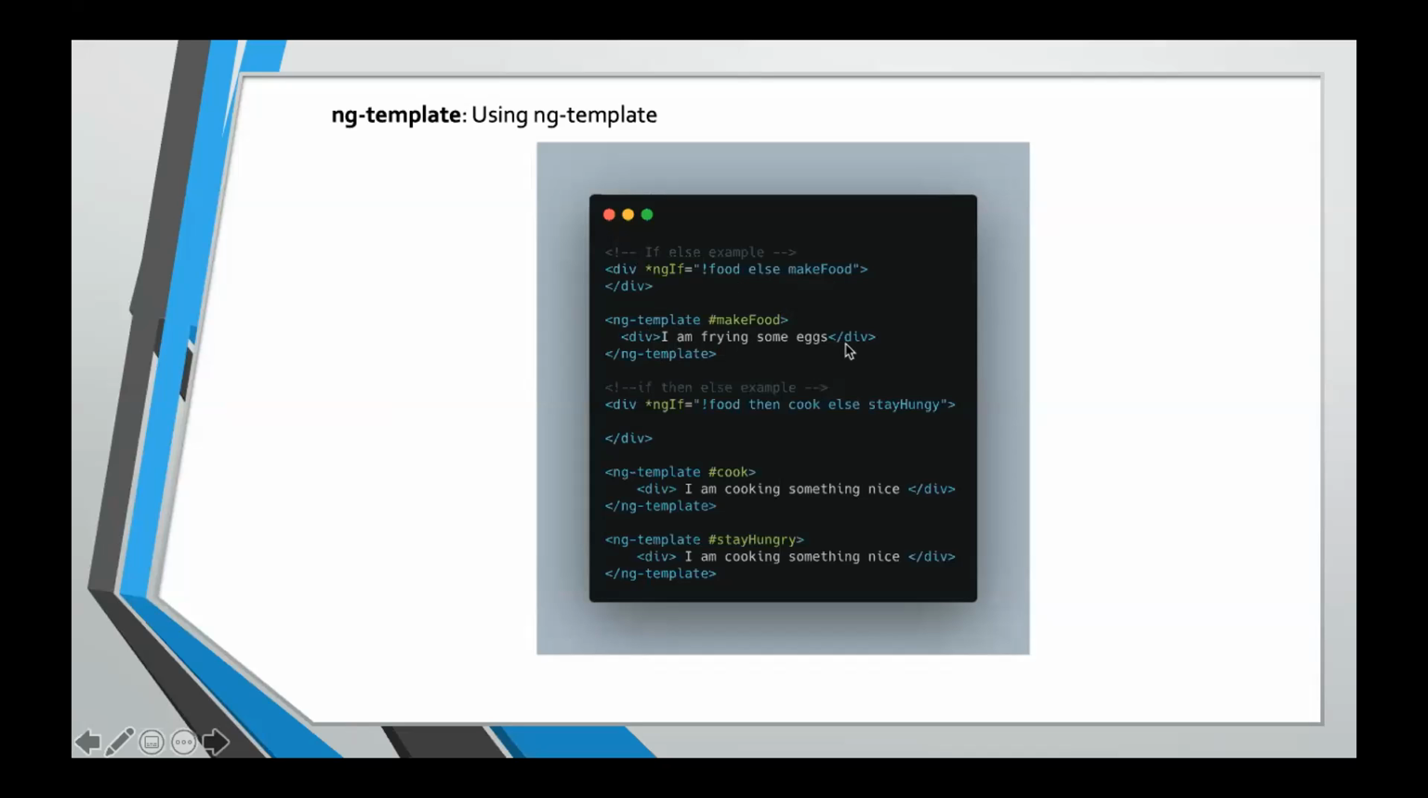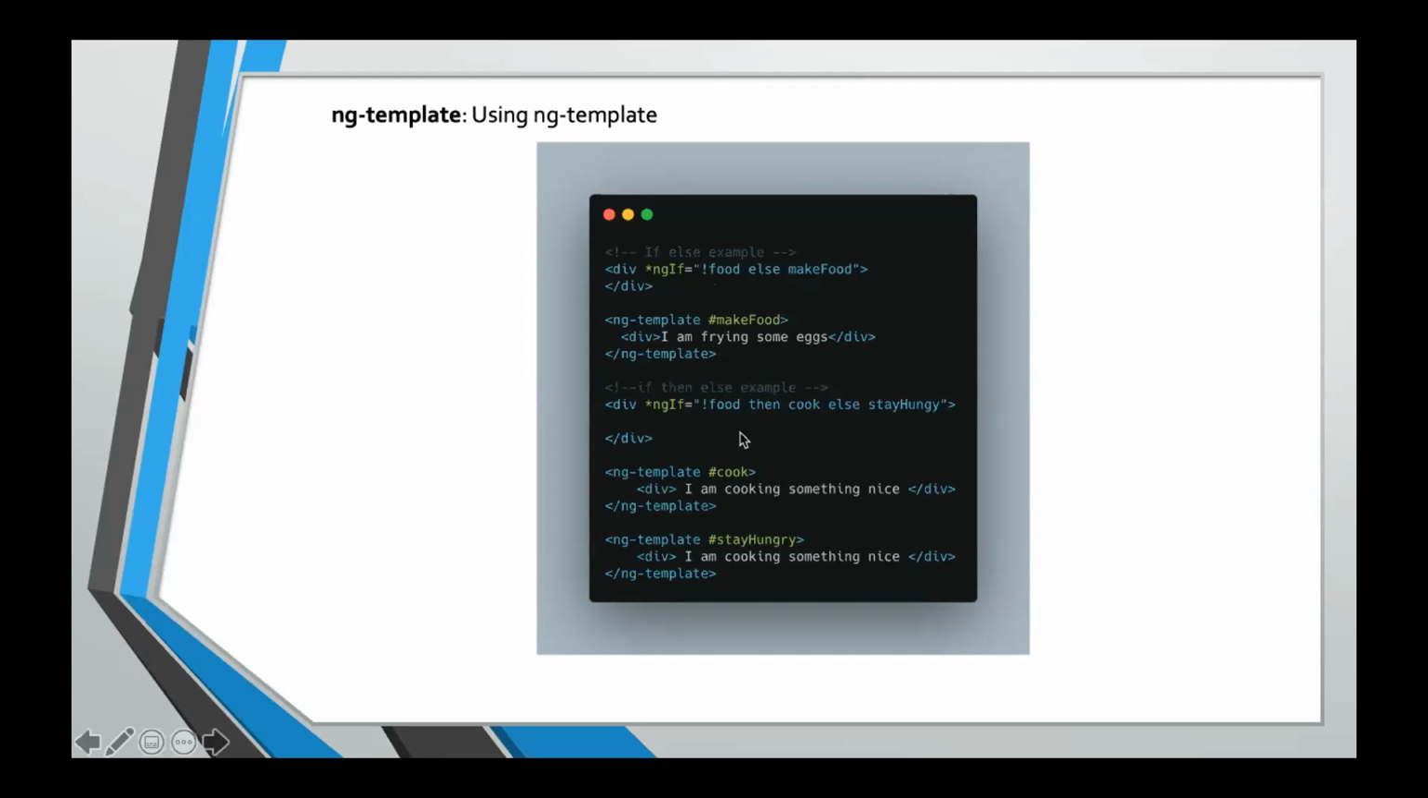What happens is that Angular sees this and looks for the value of food. If food does not exist, it says, oh, I have a template here, which is make food. So Angular picks this template, and what you're going to see on your screen will be, I am frying some eggs. So you can have templates and display a template based on a condition. Instead of doing an ng-if for one template and another for another template, you can just do something like this with the if else.